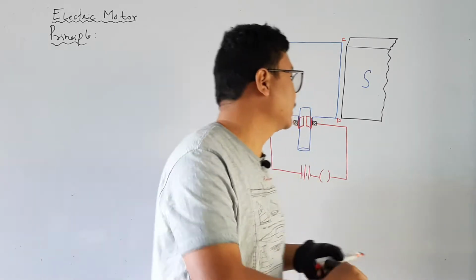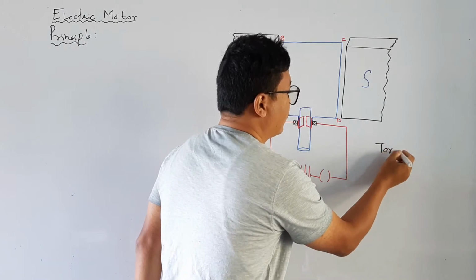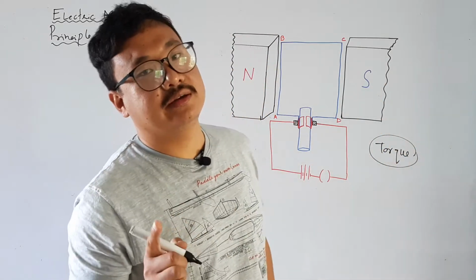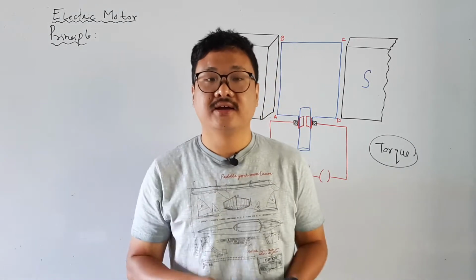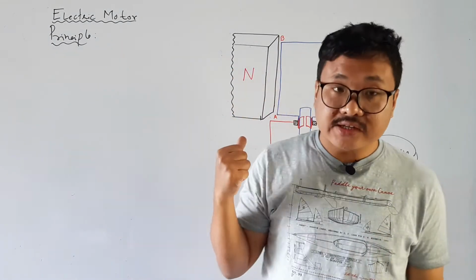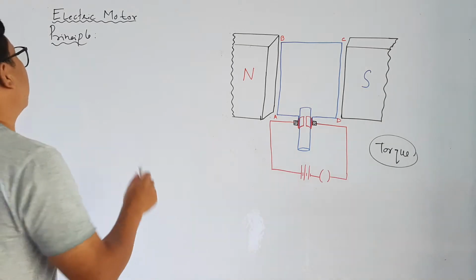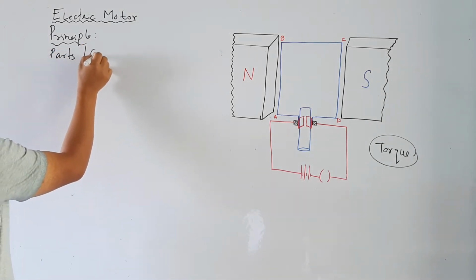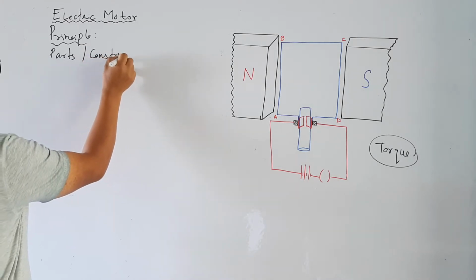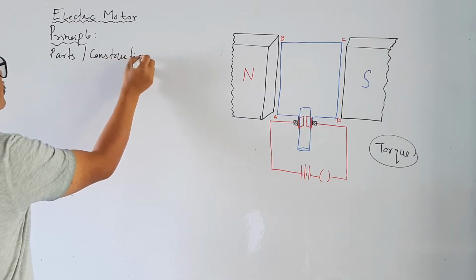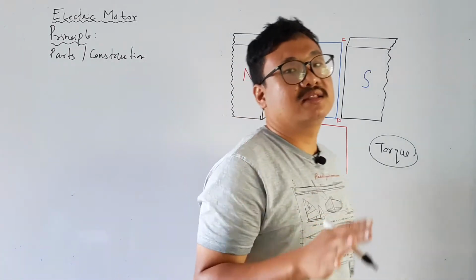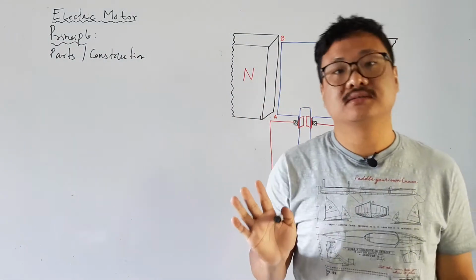TORQUE. In fact, this rotational motion is called torque in physics. So we studied the principle. Now, what are the parts, or construction? How is this electric motor constructed? What are the parts of this electric motor?